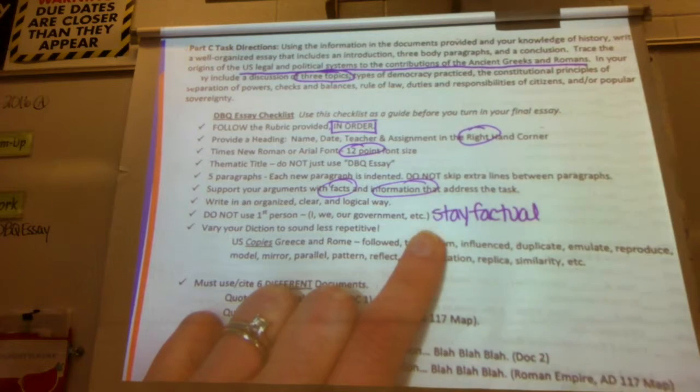No, I think, or our government. It should be the U.S. government. Okay, so you might have to go back, right? In English class, often you write your opinion, so you use I, but not in our DBQ.